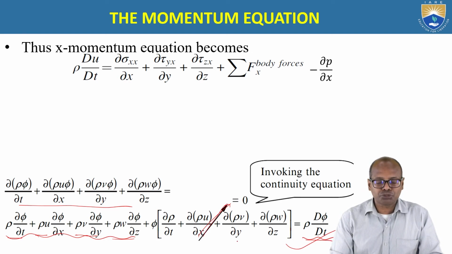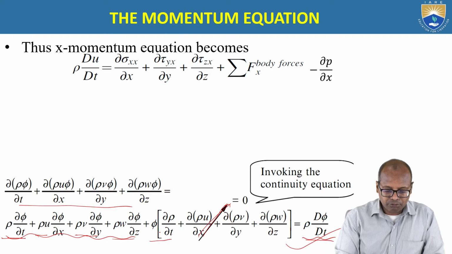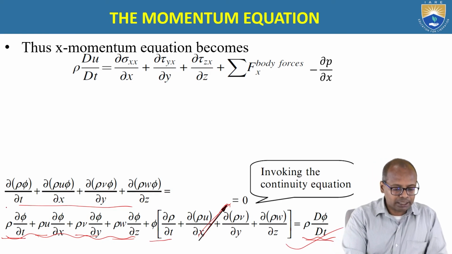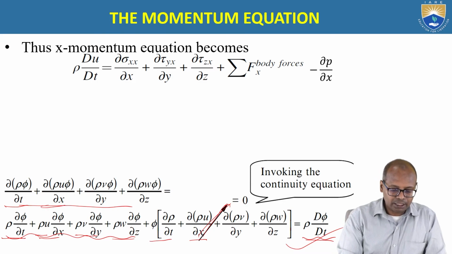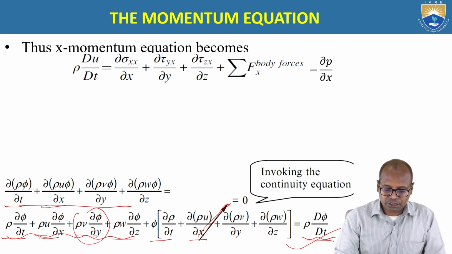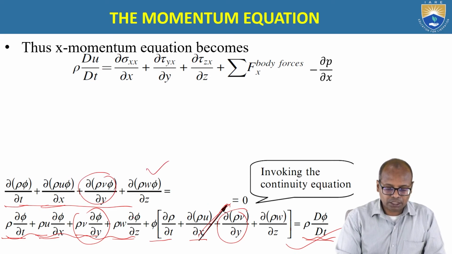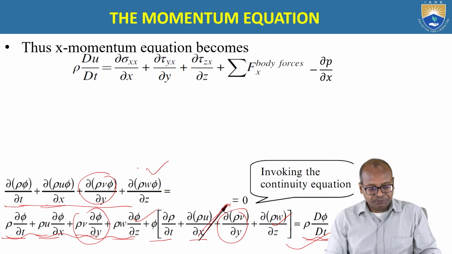If I add these two, what will I get? This is rho dou phi by dou t, and here phi into dou rho by dou t. If I apply the UV rule, I will get dou rho phi by dou t. Similarly, for these two, if I apply the UV rule, I will get this. If I apply the UV rule for these two, I will get this term. If I apply the UV rule for these two, I will get this.